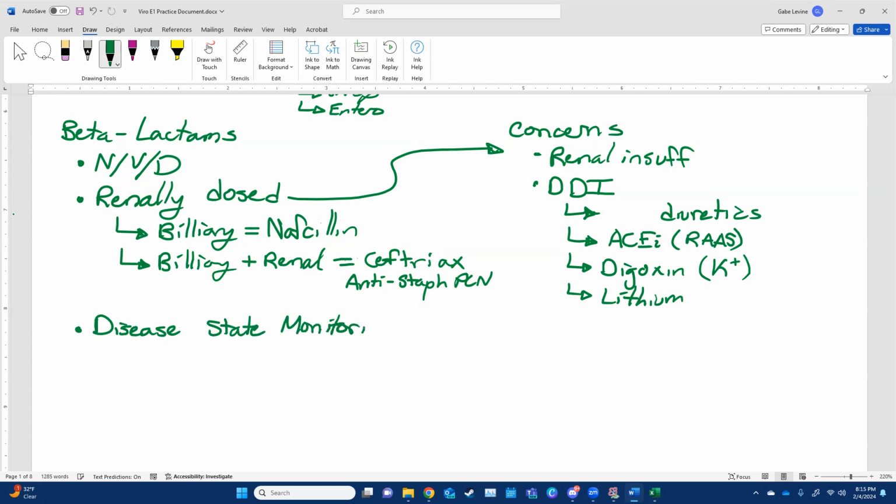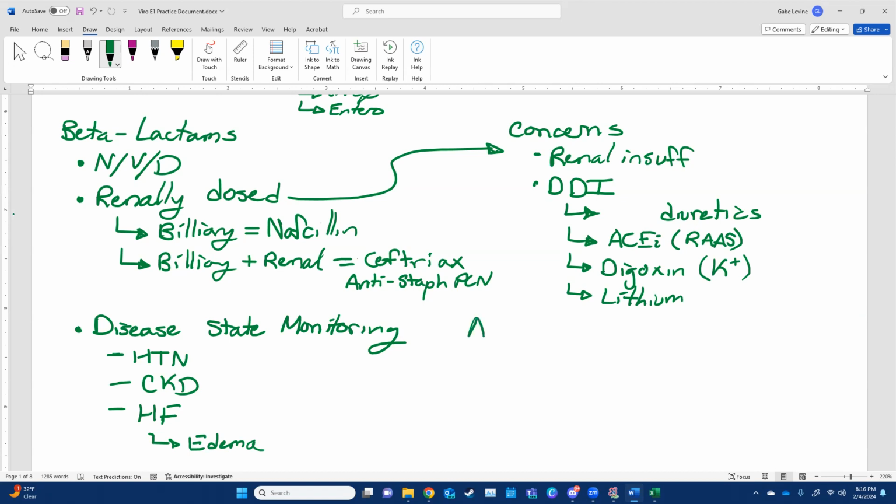What are some disease states that we need to monitor when we talk about beta-lactams in general? So talking about cephalosporins, beta-lactams, carbapenems, all that kind of good stuff. Hypertension. Yep. CKD. Yep. Any kind of renal insufficiency, AKI, all that kind of stuff. Heart failure. Kind of connected to this as well as edema, because of the sodium controlling where the water is going. Yep. 100%.